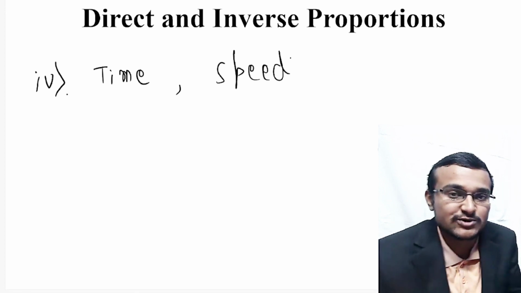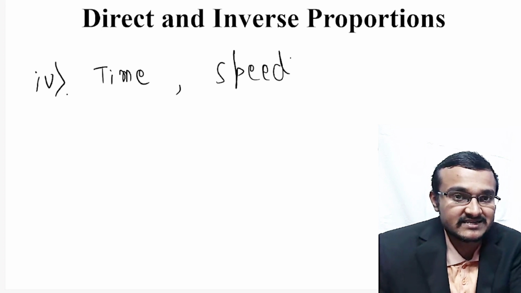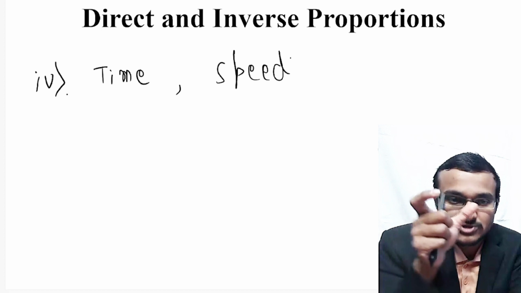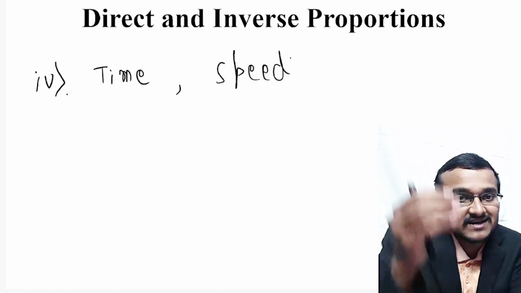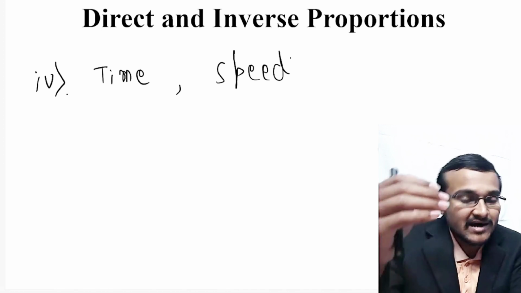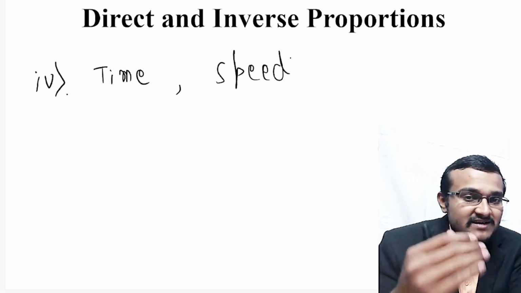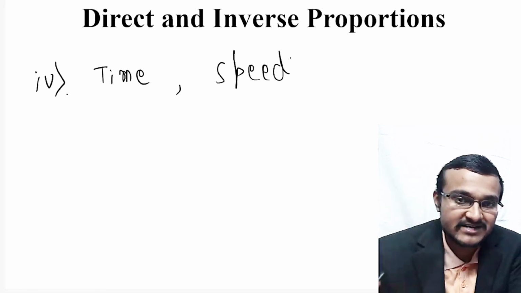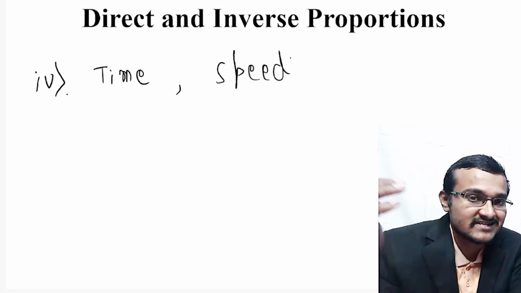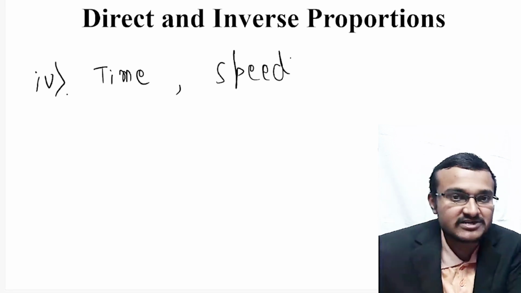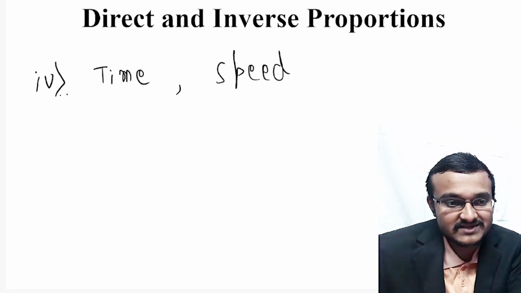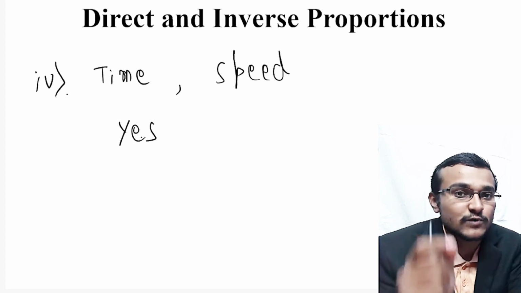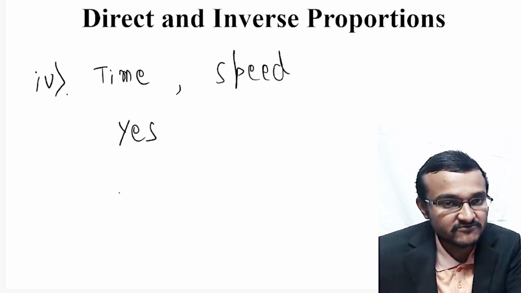Just like I took one example before solving this exercise, there also I compared speed and time. So as speed increases, to cover a particular fixed distance, time will go on reducing. Or as the speed reduces, time taken for covering that particular distance will increase. That means if one is reducing, the other is increasing, or if one is increasing, the other is reducing. That means time and speed are inversely related to each other in this fourth question. So the answer will be yes. Yes, this fourth question is an example of inverse proportion.